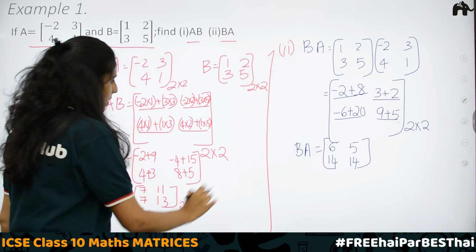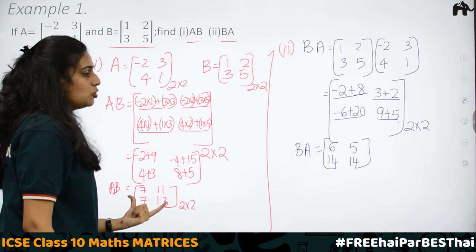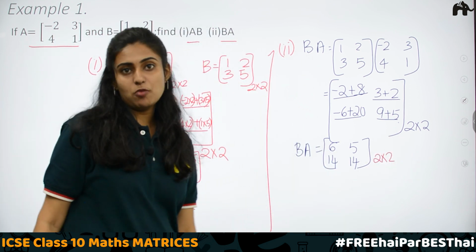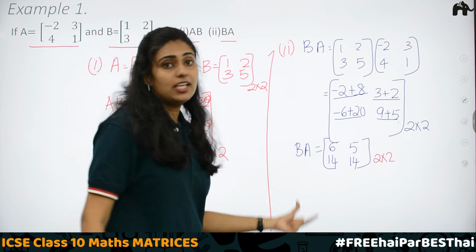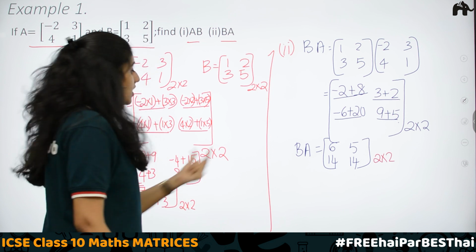Now compare AB and BA. Are they the same? AB is the elements. This is a 2 by 2 matrix. This is also a 2 by 2 matrix. They are of the same order. But matrices will be equal only when the orders are equal and also the corresponding elements are equal.